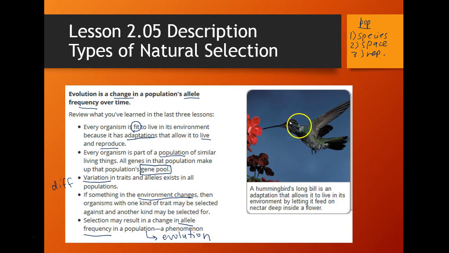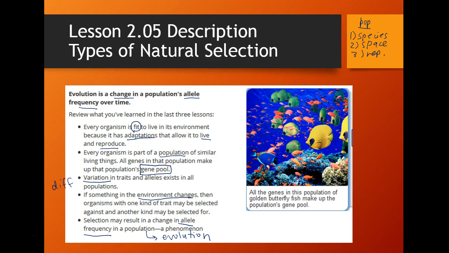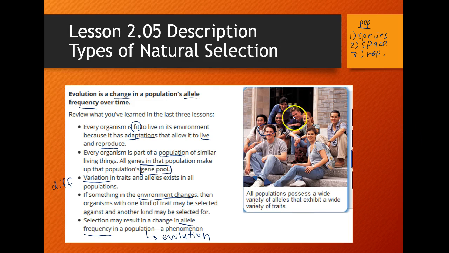Okay, so here we see an example of an adaptation. We learned about that. The long beak of this hummingbird allows it to eat properly. We see variation in all of these fish, right? We see different colors of this golden butterfly fish, different sizes, and all of those genes make up its gene pool. We see variations in this population here. We see different hair color, different skin color, probably different heights, etc.